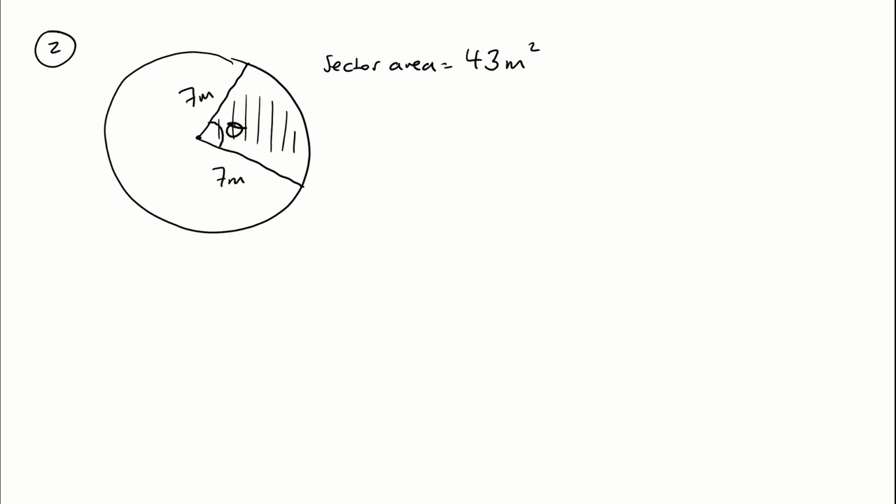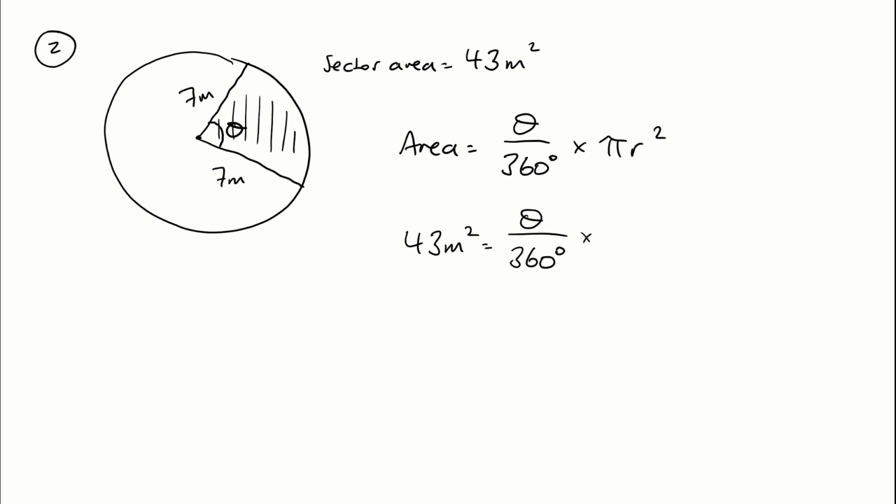In a very similar way, we know that the area of a sector is a portion of the circle area. So it is a portion, theta over 360 degrees, of my circle area, my pi r squared. So what is my area? I'm told that that is 43 square meters. I'm looking for theta divided by 360 degrees times pi times my radius, 7 meters, squared. So I can rearrange this equation now and start to solve for theta.